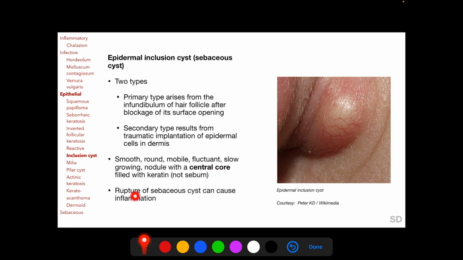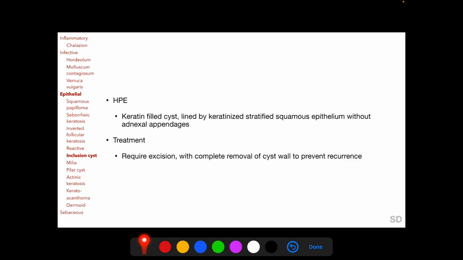Rupture of sebaceous cysts can cause inflammation of the surrounding skin. On histopathology, keratin-filled cysts are found which are lined by keratinized stratified squamous epithelium without adnexal appendages. Treatment requires excision with complete removal of the cyst wall to prevent recurrence.